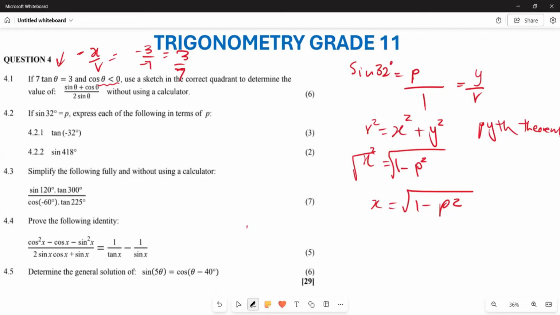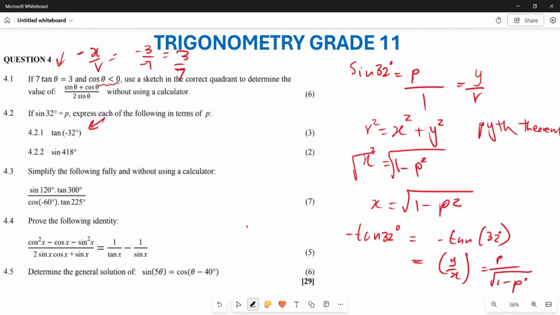All right. Now, they want us to express what is going to be the negative tan of 32. Look, negative tan of 32 degrees is the same as what? It's the same as negative tan of 32 degrees, right? And we know how to express our 32 degrees, right? Remember, because this is the same as y over x. What is going to be your y here? Your y is always given by your what here? The y that you're having here is your p, and your x is given by the square root of 1 subtract p squared. So basically, that is going to be your value of your what? That is going to be your first answer for that particular question.